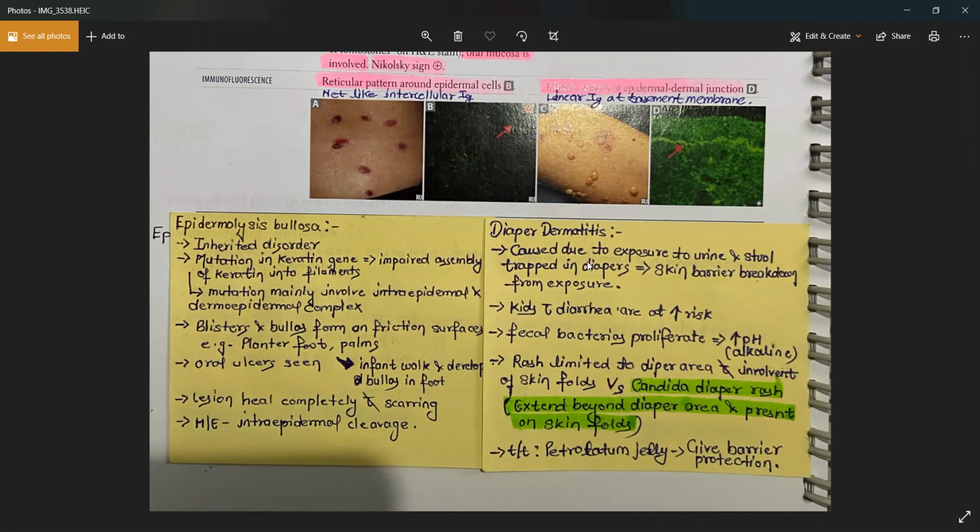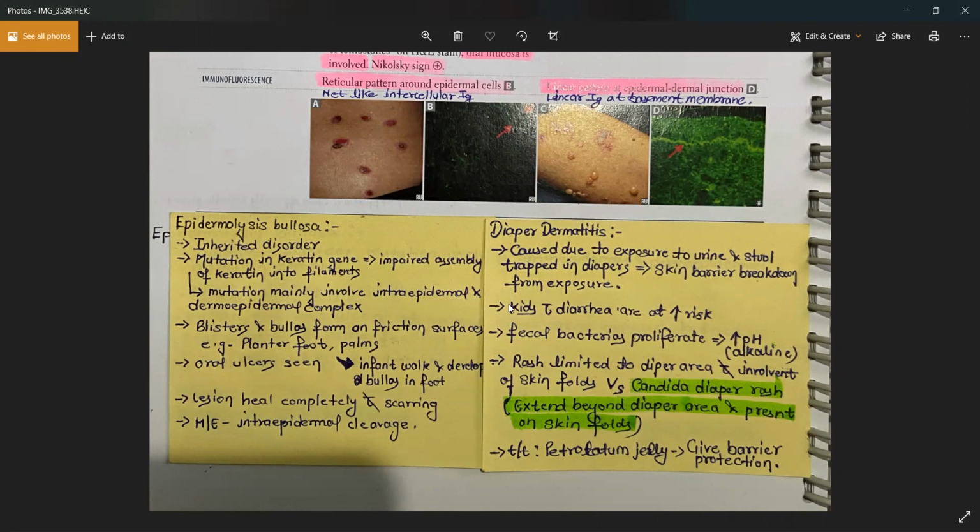Okay, whenever the patient uses a diaper and they urinate, because of this chronic exposure of the skin to the urine and the stools trapped in the diaper, of course, the skin barrier will break down, right? And as a result, more antigens could be presented to the cells and the patient will get the rash.